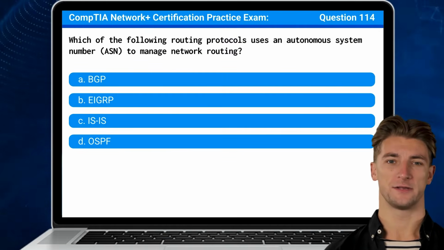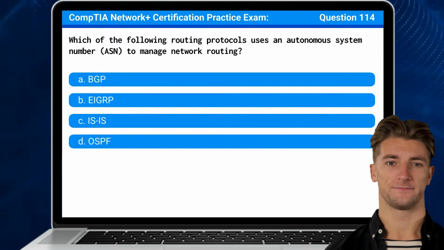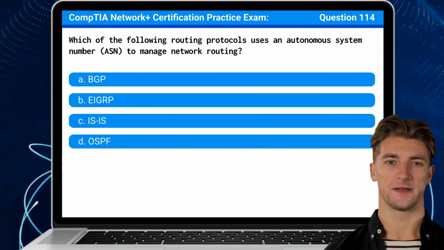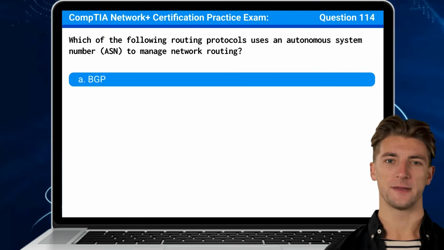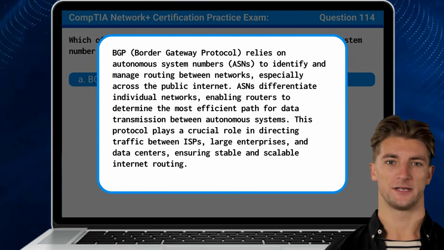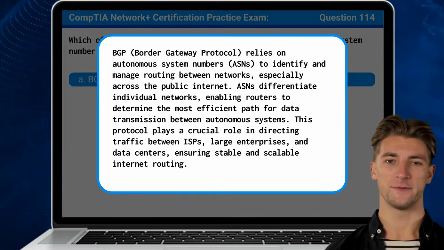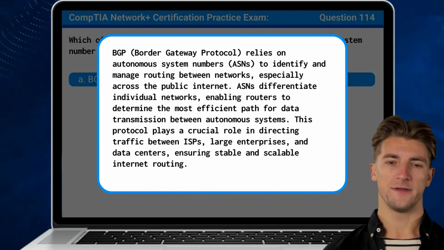Question 114. Which of the following routing protocols uses an autonomous system number to manage network routing? The answer is A. BGP. BGP, or Border Gateway Protocol, relies on autonomous system numbers, known as ASNs, to identify and manage routing between networks, especially across the public internet.